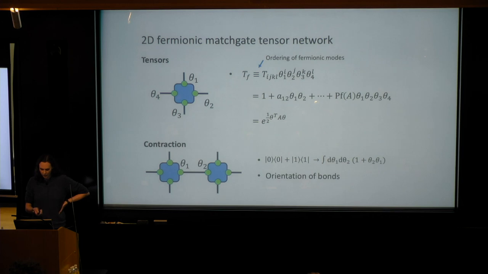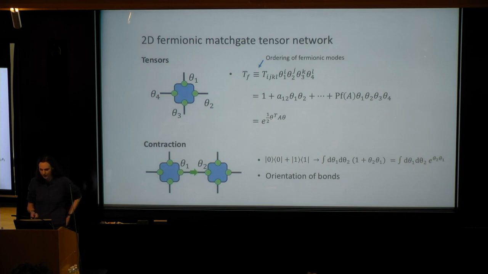Right, there's one more ingredient that we need to have a well-defined fermionic tensor network, which again has to do with the fact that Grassmann variables are not commuting. So it actually makes a difference if I contract θ1 with θ2 or I contract θ2 with θ1. So just to have a well-defined assignment, I need to specify an orientation of these fermionic bonds.